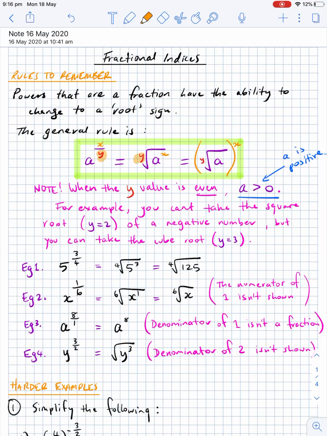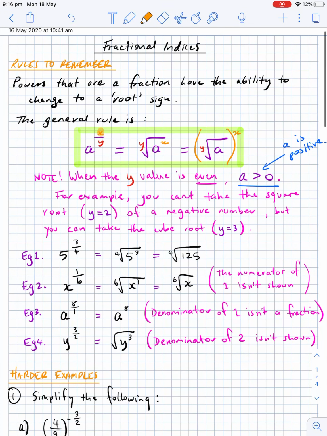It could be the square root or the cube root or the fourth root or the fifth root or the sixth root, etc. So that's indicated by the y. And the x, the numerator, is powering that base. Notice that that x could also be outside the root sign, powering the whole lot. It doesn't matter. The x can go inside or outside.